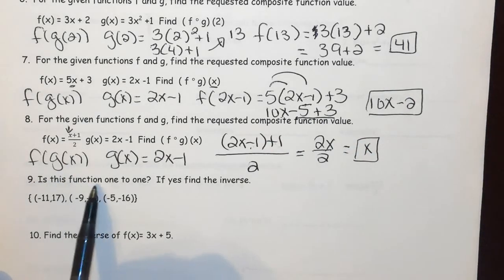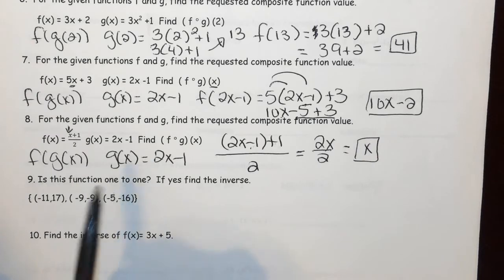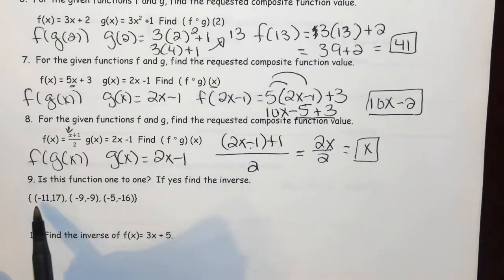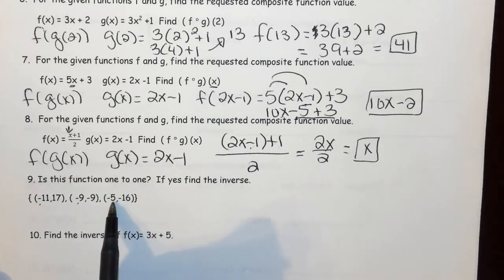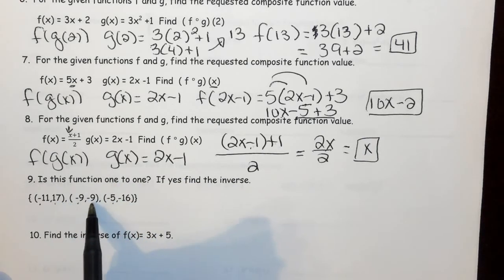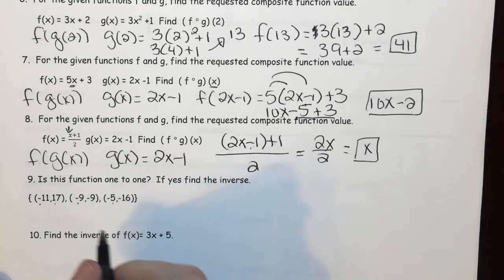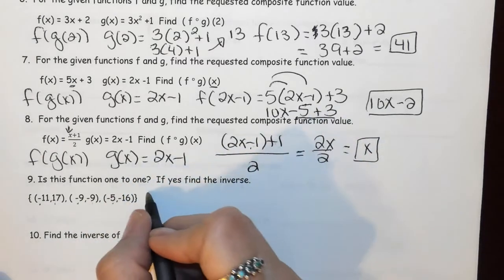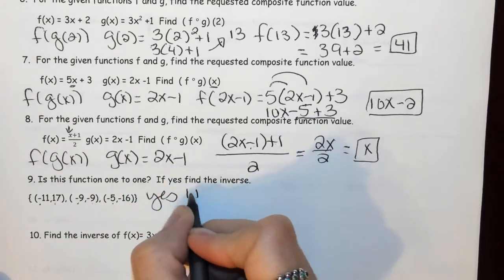Number 9, is this function 1 to 1? A function is 1 to 1 if the x's and y's don't repeat. So negative 11, negative 9, negative 5. It's a function. 17, negative 9, and negative 16. So it's not just a function now, it's also a 1 to 1 function. So yes, it's 1 to 1.